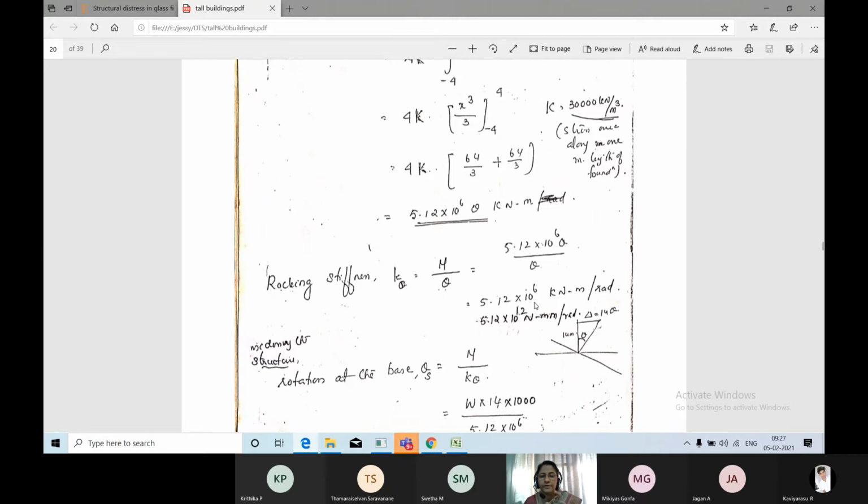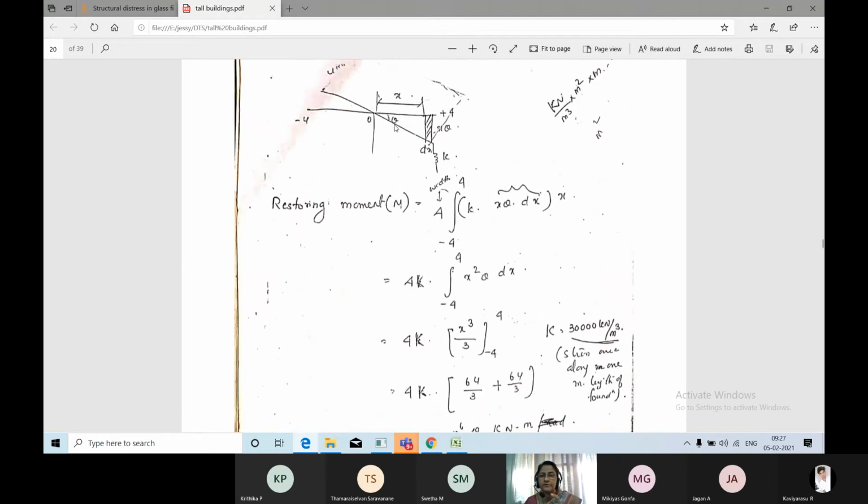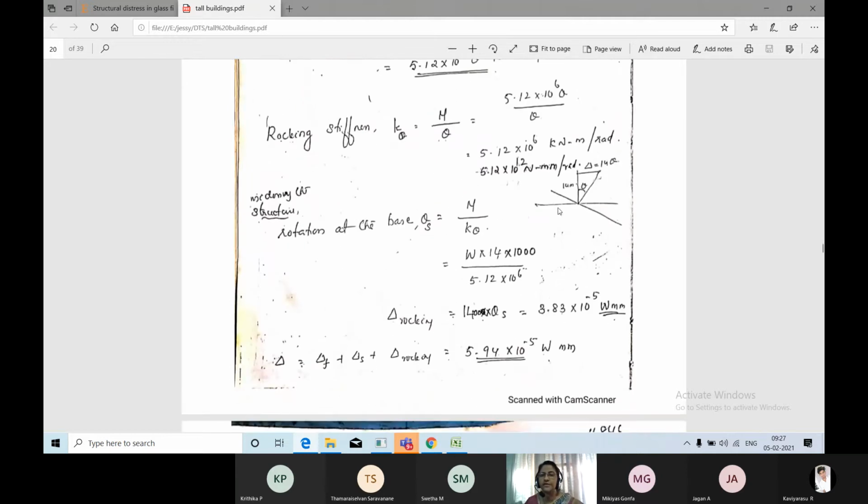Clear? So once you get the rocking stiffness, now if I take the whole structure here, a 14 meter height shear wall, this is the rotation theta here at the base. This theta is different from this theta. This theta is for that elemental stiffness, where I have taken a small strip. Here, if I take the entire structure with W, that is the height of 14 meter, it will deflect with an angle of theta.